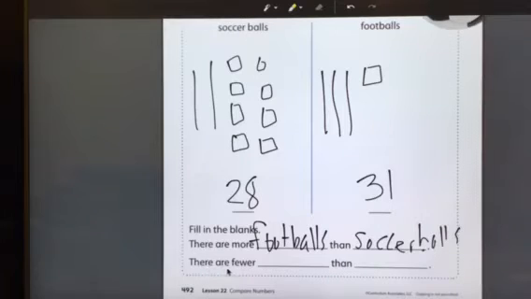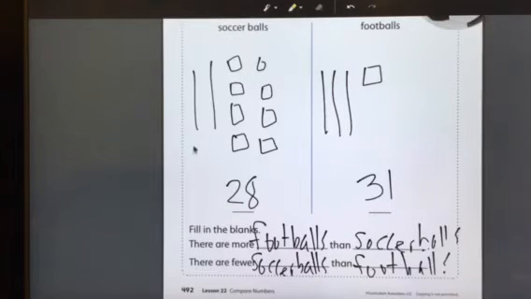Then it asks, there are fewer blank than blank. We know that 2 for the soccer balls, 2 10s, is fewer, less than 3. Therefore, there are fewer soccer balls than footballs. Remember to always compare your 10s first, and that will help you to better understand which one has more and which one has fewer.